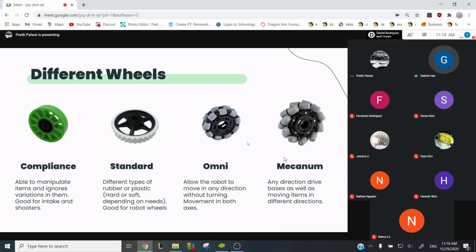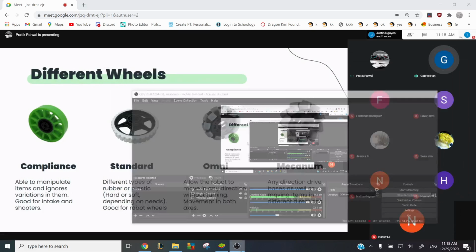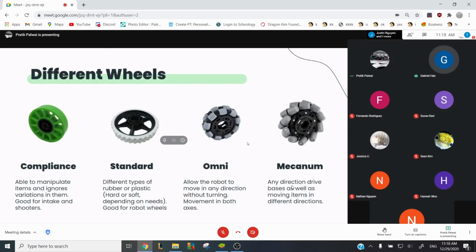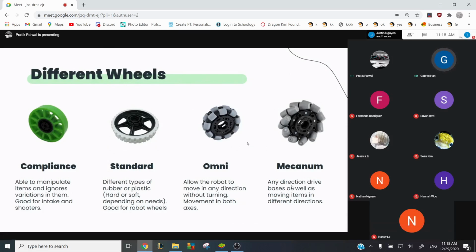You have your standard wheels, which are a bit harder. They're usually made from rubber or plastic, and they can be smaller, bigger, or harder or softer depending on your needs. Usually we use those for something like a robot wheel, so the robot driving system. Omni wheels are kind of cool. They can move in the X and Y direction. So if you have them on the drivetrain, then you don't need to turn. You can just drive in whatever direction you want.